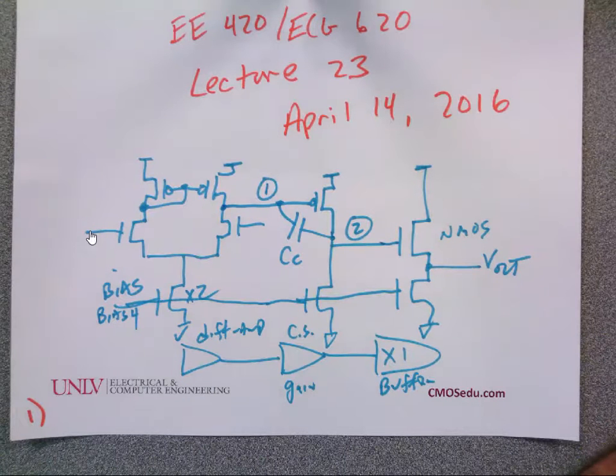Okay, this is one. If this goes up, what does this node do? Goes up. What does this node do? Goes down. And what does this node do? Goes down. So if this goes up, this node goes down. So this is the minus input of the op amp, and this is the positive input of the op amp. This is the output of the op amp.